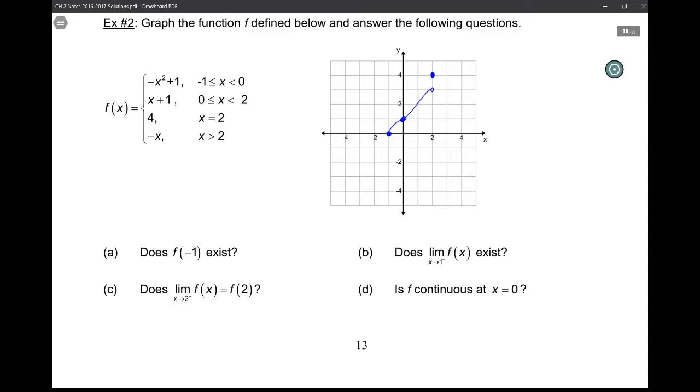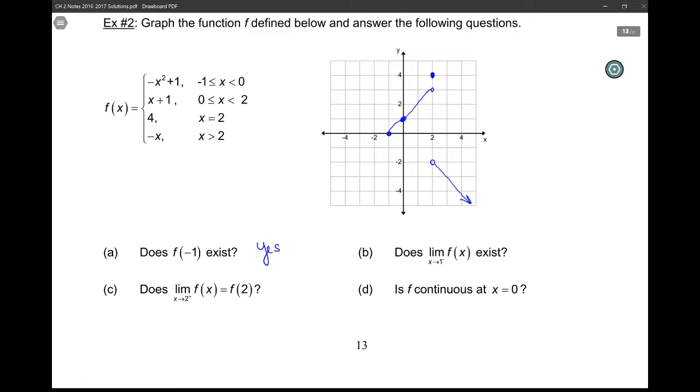Okay. Now we want to ask some questions about this. Does f of negative 1 exist? Yeah, of course. There's a colored in circle. How about approaching 1 from the right? Careful. This is part of this line, so that's yes. Wait, it's from the left, sorry. From the left. Yes.